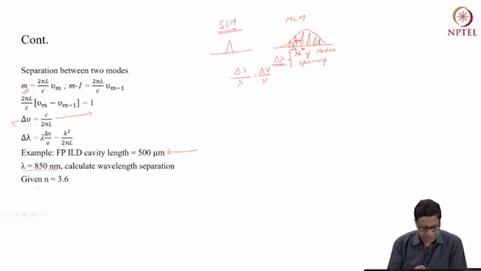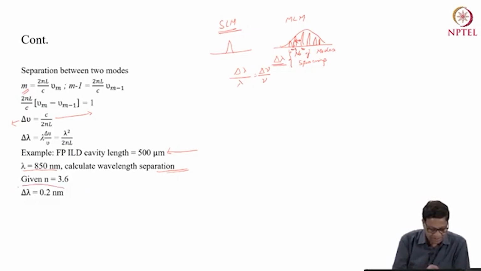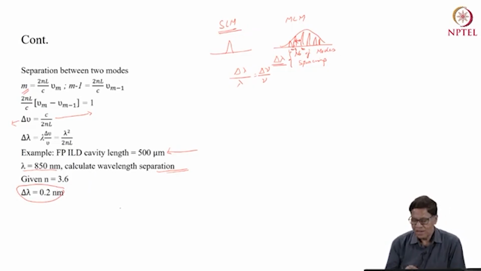I mean, this is the lambda I'm trying to work at. Lambda is equal to 850 nanometer. So I need to calculate what is the wavelength separation given the refractive index of the material is 3.6. So a simple calculation will give you delta lambda as 0.2 nm. And suppose 10 modes are supported by the diode, that means M is equal to 1 to 10, then the total spectral width will be actually roughly 0.2 into 10 or 2 nanometers.